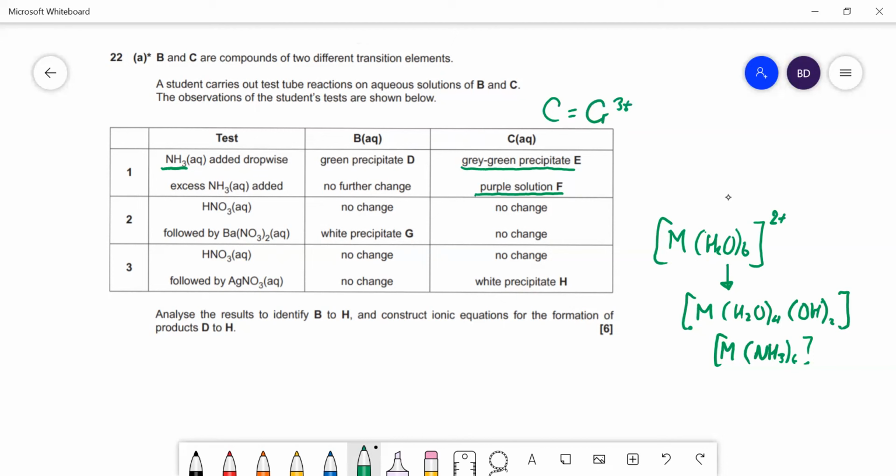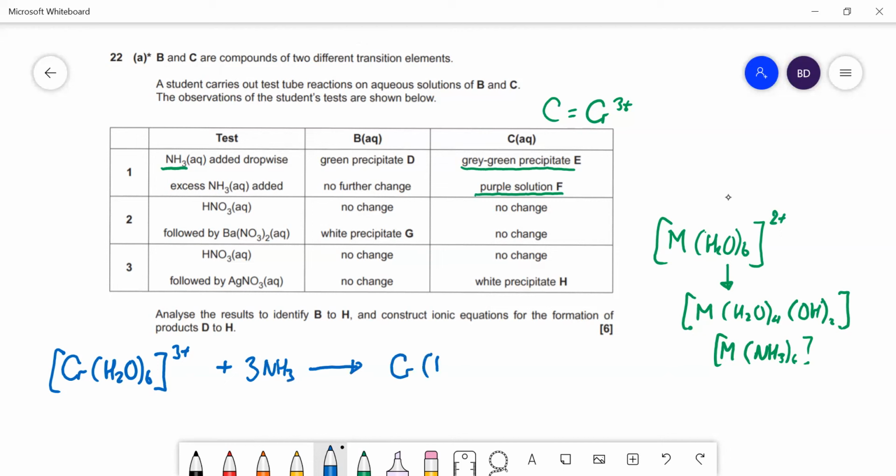And we need to construct ionic equations for the formation of products D to H. So first of all, let's do E. We're going to have [Cr(H2O)6] 3+, and we're going to remove 3 H+ from that, so we're going to need 3 ammonias first of all, and we're going to form this, which is the gray-green precipitate, and that's no charge, and that is actually E. That's compound E.